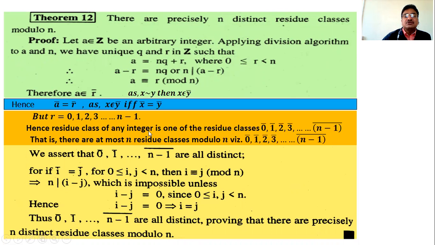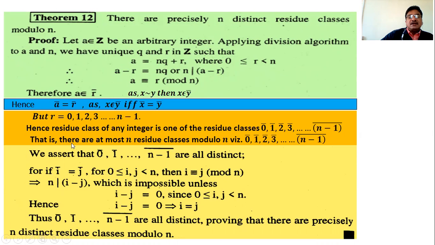That is, hence the residue class of any integer a, any element of Z, is one of the residue classes 0 bar, 1 bar, 2 bar, 3 bar up to n minus 1 bar. And that is, there are at most n residue classes modulo n, namely these. Now we have to show these all are distinct. Then if all these are distinct, we say that there are exactly n residue classes.